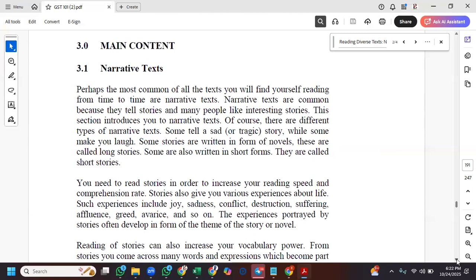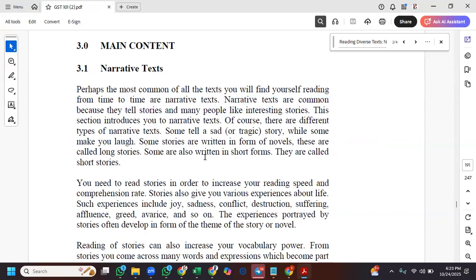They do ask it. They'll say "dash texts are common because they tell stories, and many people like interesting stories." Narrative texts are the ones that are common because they tell stories. In other cases, they cut out "tell stories," so they will say "narrative texts are common because they dash, and many people like interesting stories." So you just need to understand and digest this statement. The whole sentence should be in your brain so that in any way or anything they cut out of it, you'll be able to fix it. Narrative texts are common because they tell stories and many people like interesting stories.